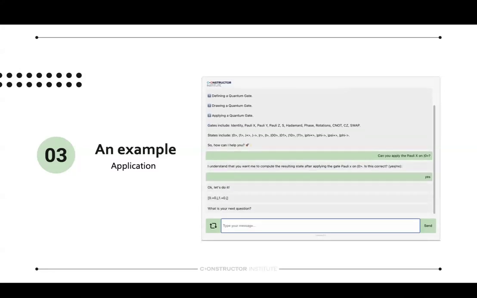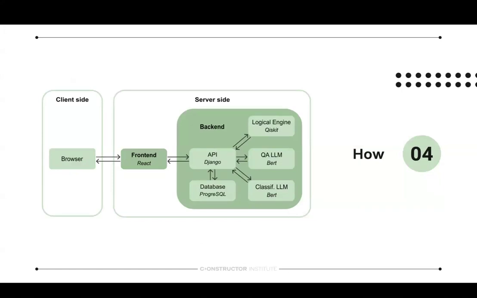Okay, but how does C4Q achieve this? Why is it different? The difference of C4Q relies on the architecture. Here we have an architecture diagram of C4Q, and the most important part is the backend. In the backend, we see that there are different models, and all of them are handled by this API. So the user enters a question, the question goes directly to the API, and the first thing that the API will do is ask the classification LLM to give the category of the question. Nowadays, it can give 3 categories: definition, circuit, or application.